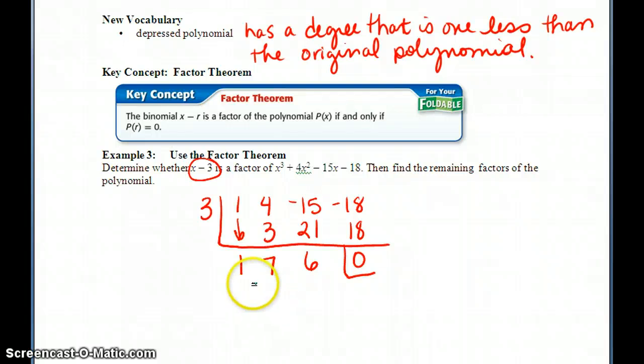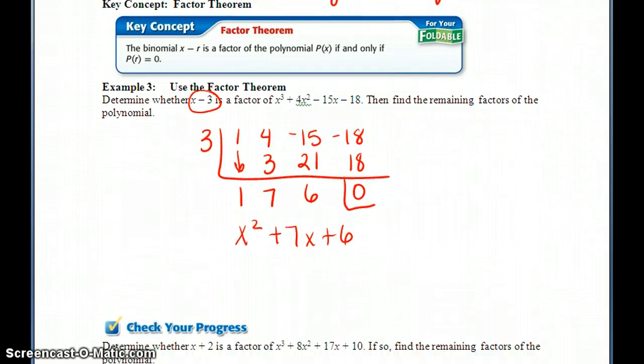Well, now this 1, 7, and 6 give me the depressed polynomial, which is 1 degree less than the original polynomial. And so it's going to be x squared plus 7x plus 6.